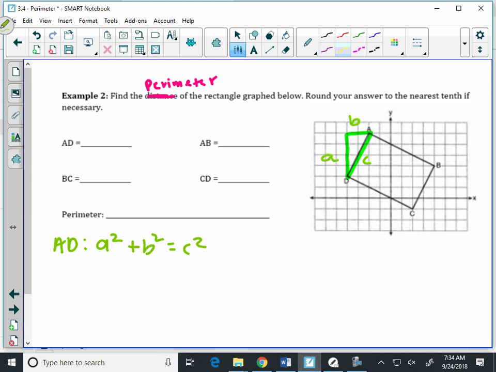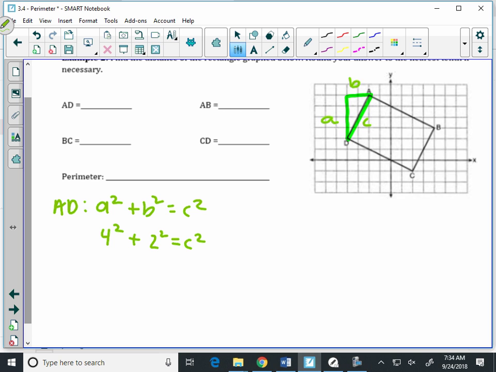Okay? Well, I count this side right here. It's 1, 2, 3, 4. So that's 4 squared. Plus, and I count here. My B is 1, 2. That's 2 squared. You can just type that all in one step in your calculator. You can break it down into steps. What do we get when we do 4 squared plus 2 squared? We know 4 squared is 16. 2 squared is 4. And what's 16 plus 4? 20. Right, say 20 equal to C squared.